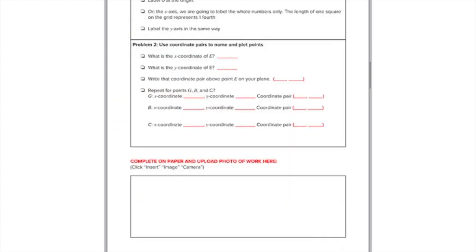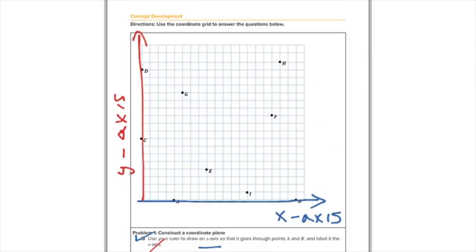Now, label 0 at the origin. The origin is where x and y intersect. It's where everything starts. So right here, that's my origin. It says put a 0.